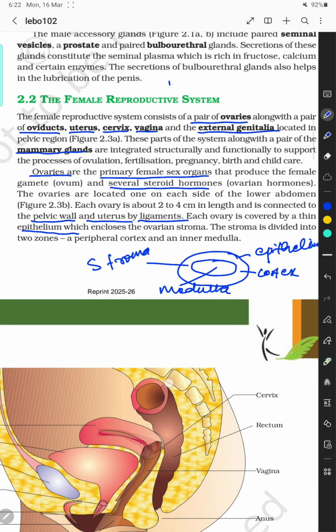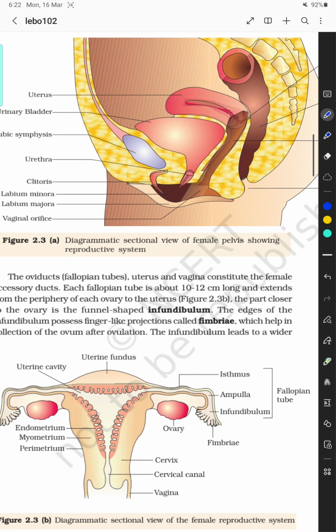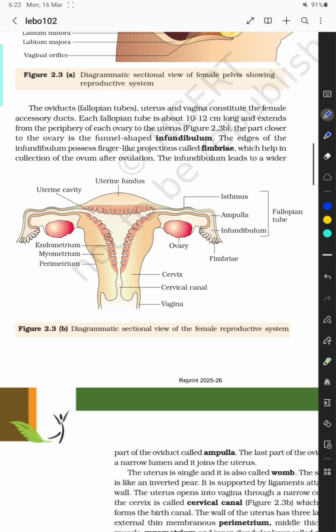Now come to the fallopian tube or oviduct. Here you can see these are the two ovaries, and here you can see this is the ligament. This portion is the ligament, which on one side is connected with the uterus. This is the uterus, and on the dorsal body wall it is attached.